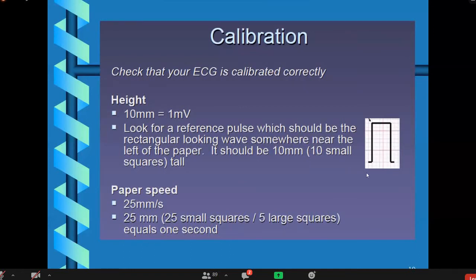So this is 1, 2, 3, 4, 5, 6, 7, 8, 9, 10. This is the standard box for the voltage, and 10 mm is equal to 1 millivolt. Look for a reference pulse, which should be a rectangular looking wave somewhere near the left of the paper. It should be 10 mm. Paper speed should be 25 millimeters per second. Why do we call it 25 millimeters per second? Because 25 small squares, divided by 5 large squares, equals 1 second. So this is how the calibration goes.